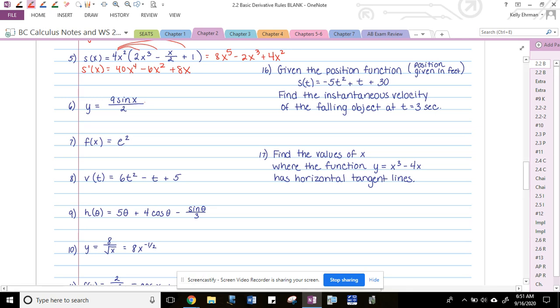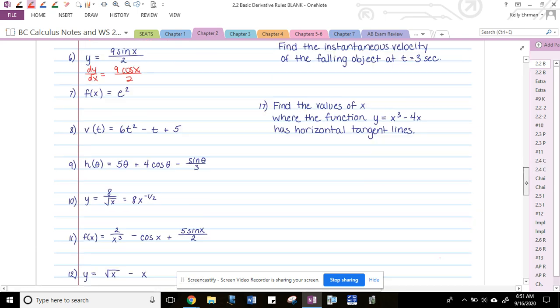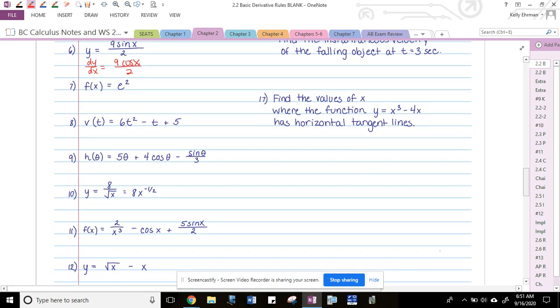The derivative of sine is cosine, so dy dx should be 9 cosine x divided by 2. Trying to trick you again. E in the math world is not a variable unless it's a word problem and you're told it's a variable, but this is a constant. The derivative of e squared is equal to 0.